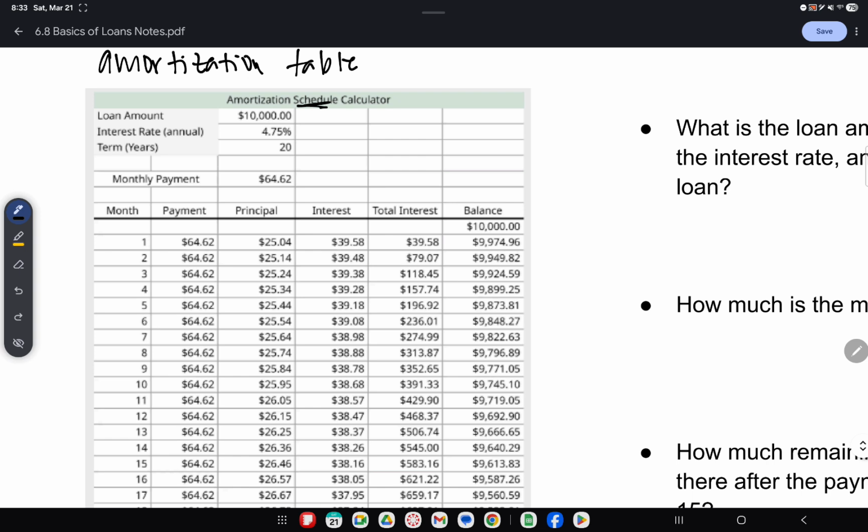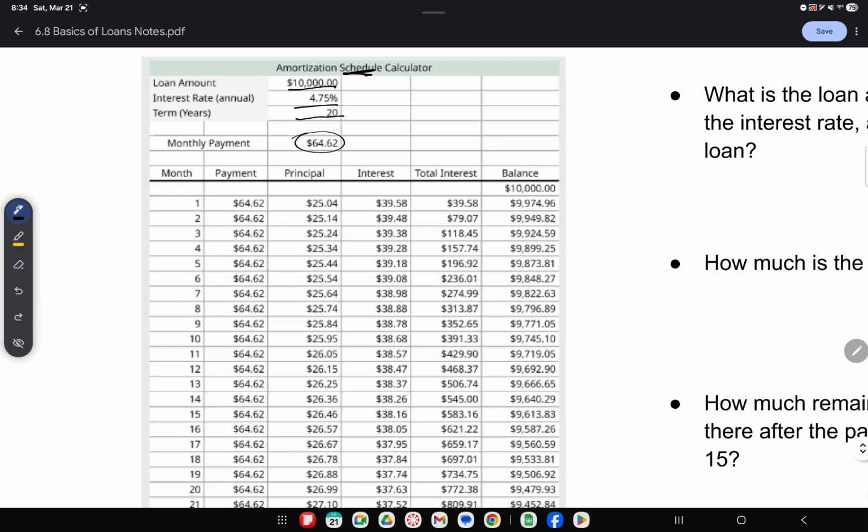It's not too hard, it's just time consuming. And then you have to make sure all your formulas are right. But anyway, we have a loan amount of $10,000, an annual interest rate of 4.75%, and then the term is how many years? So 20 years. And then they've determined that their monthly payment is $64.62. So we're going to be paying that every month, right?